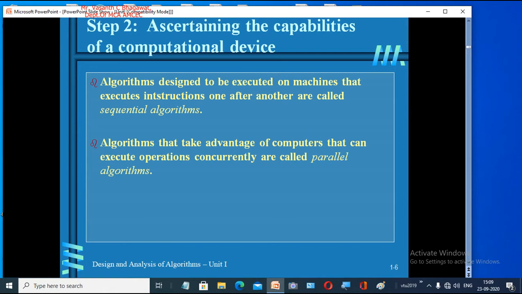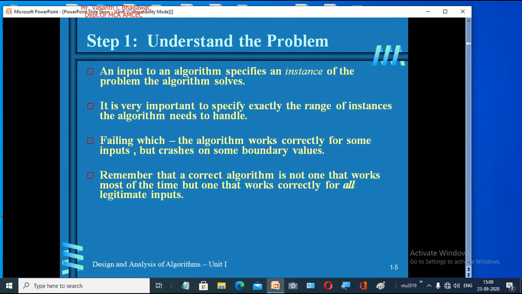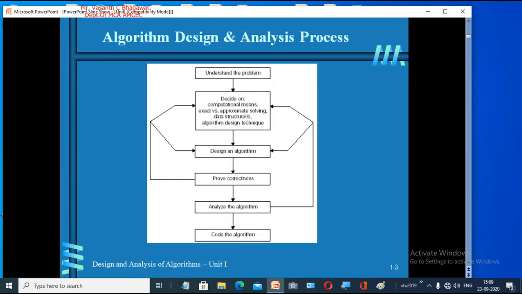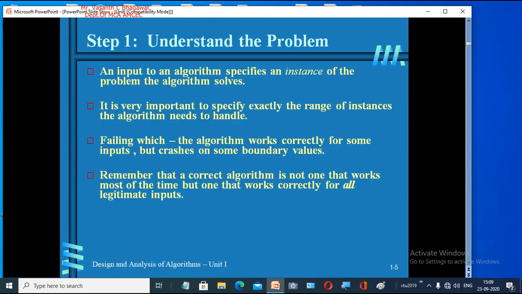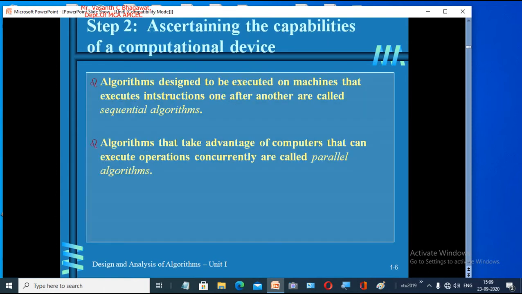Now the second step. If you go back to that diagram or the flow chart, in the second box, or the second stage, we have four important parameters that we are going to consider. So what are these four? We will look at them one by one. The first one is asserting the capability of the computational device. So what does this mean?